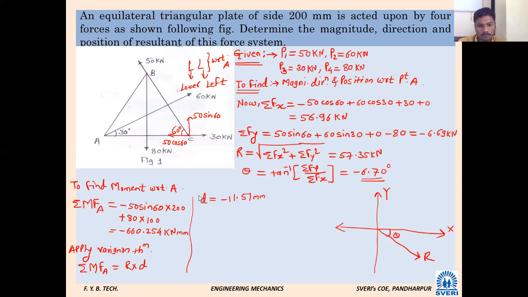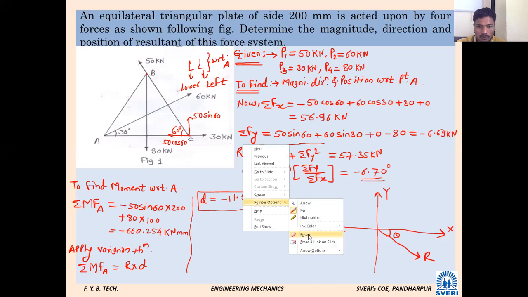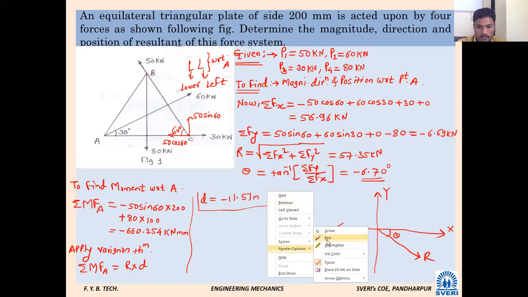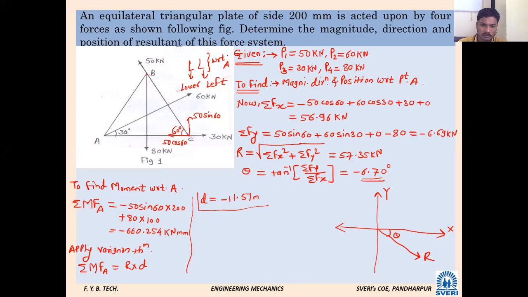Sir, next. Is it 57 or 51? 51 is correct. My answer is also 51. Okay, sir. X bar. Calculate X bar and Y bar.